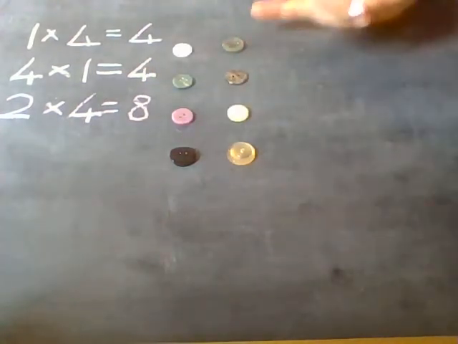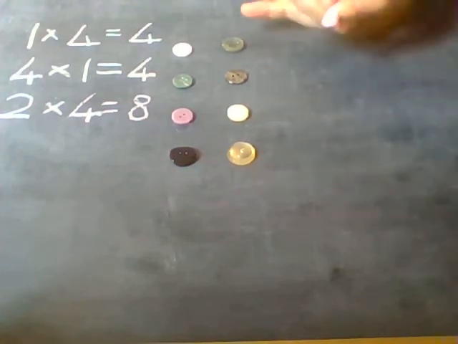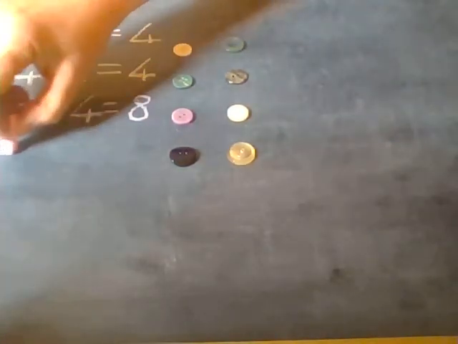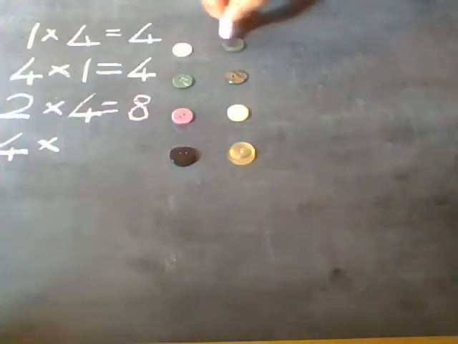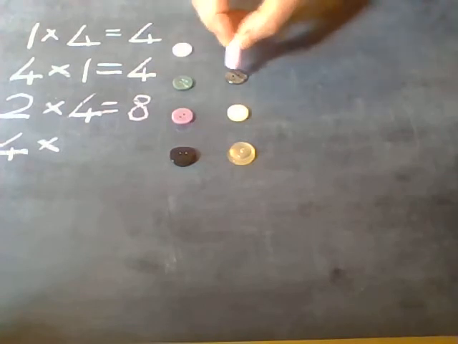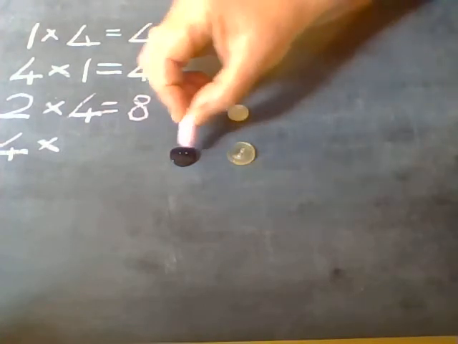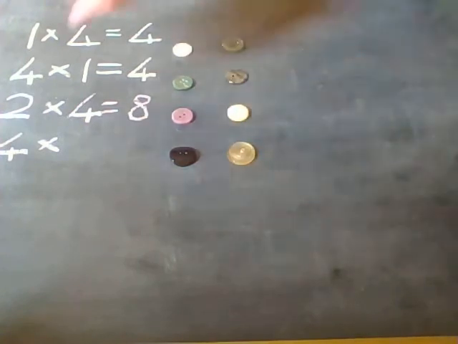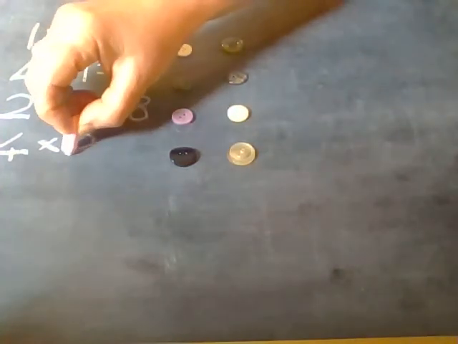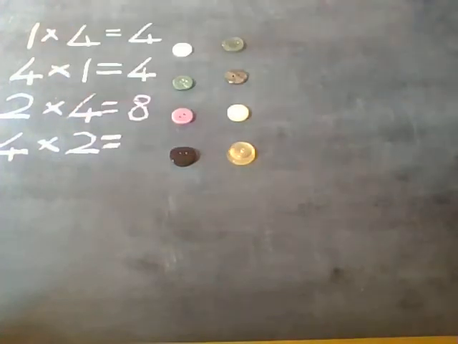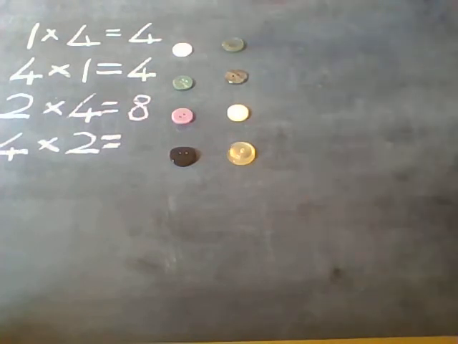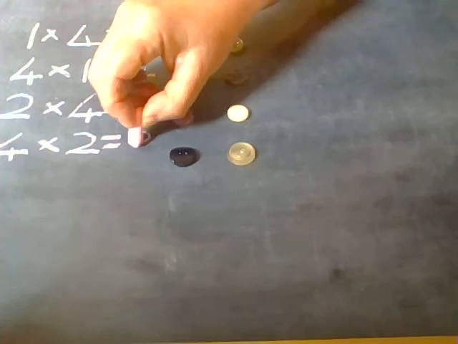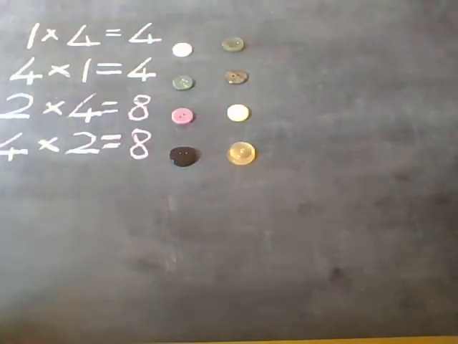But remember, we can also think about them in rows. I've still got 4 rows. Can you see how many buttons are in each row? That one's got 2. That one's got 2. My third one's got 2. And my fourth one's got 2. So I've got 4 rows, each with 2 buttons. But my answer will be exactly the same. I haven't changed how many buttons I've got, just the way I'm counting them. So it's still 8.